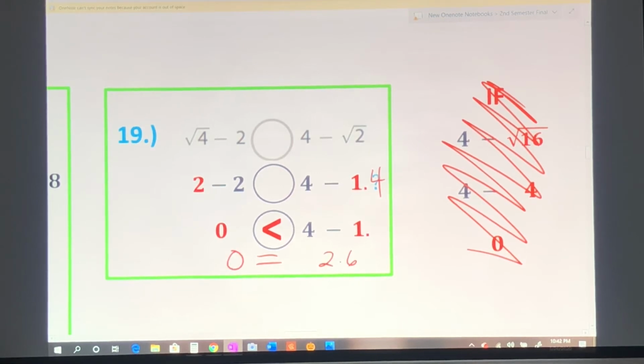0 is still less than whatever this is over here, because you're subtracting a number that's less than 4. Even if your answer was 0.01, 0 is still less than it. No matter what your answer is over here, as long as it's greater than 0, 0 is less than the right side. And this number is not like over here where it was 16. It's a small number. I don't know if I'm helping or not, but I'm trying. Okay.